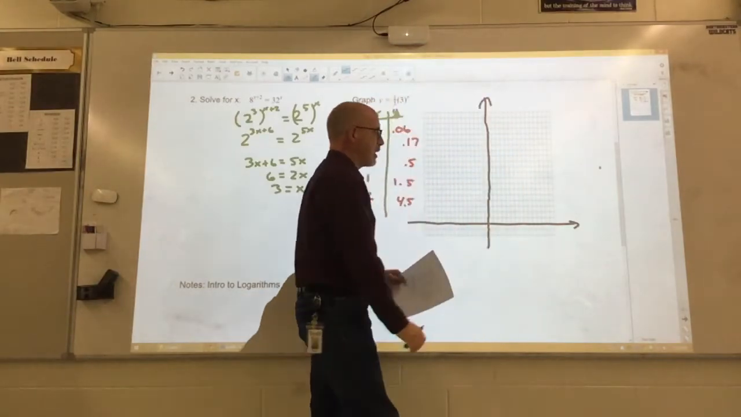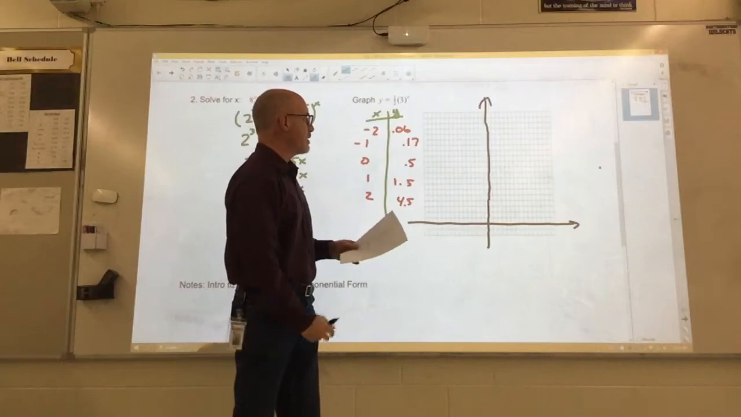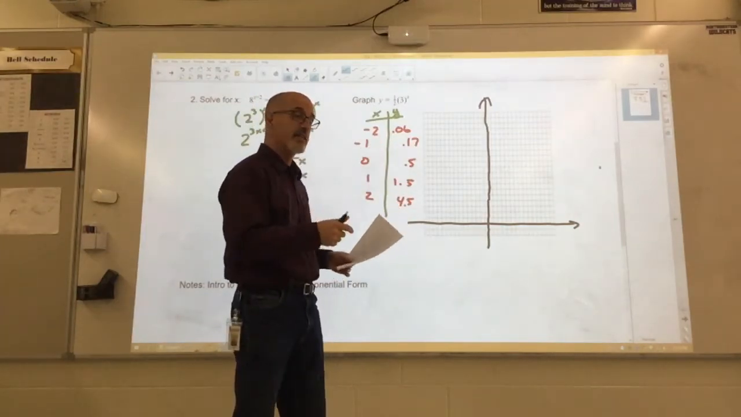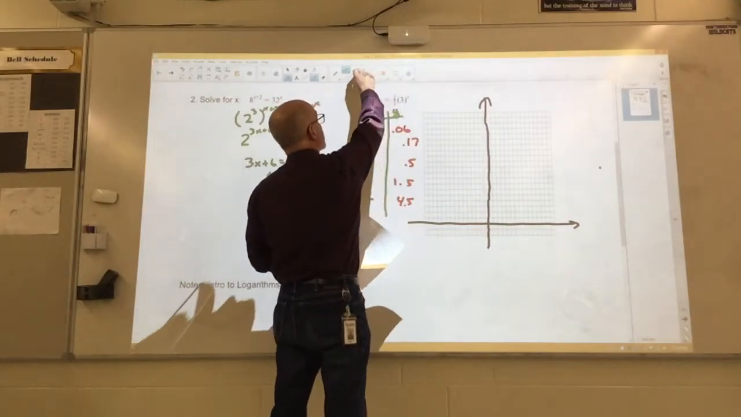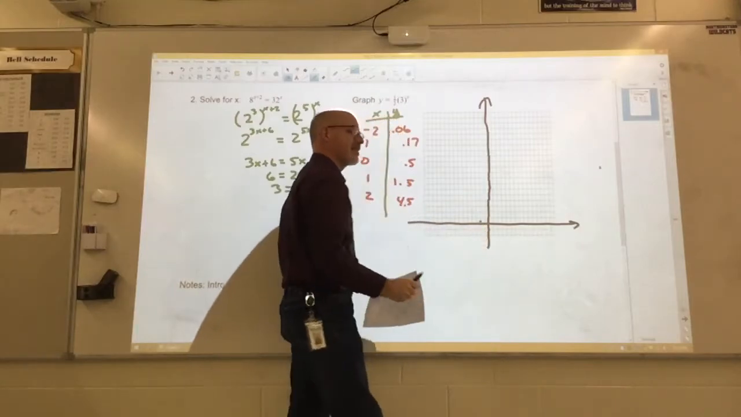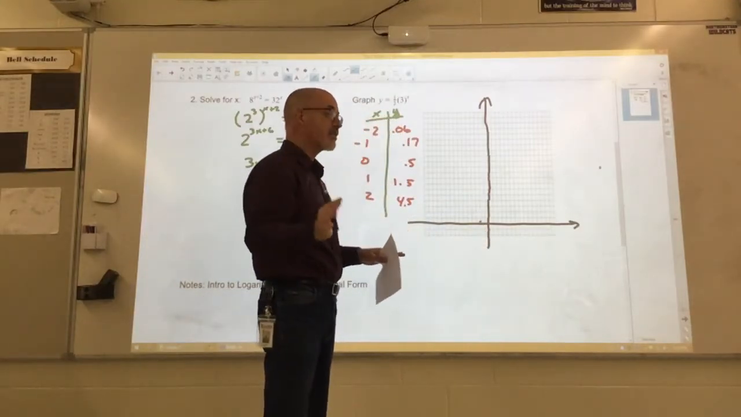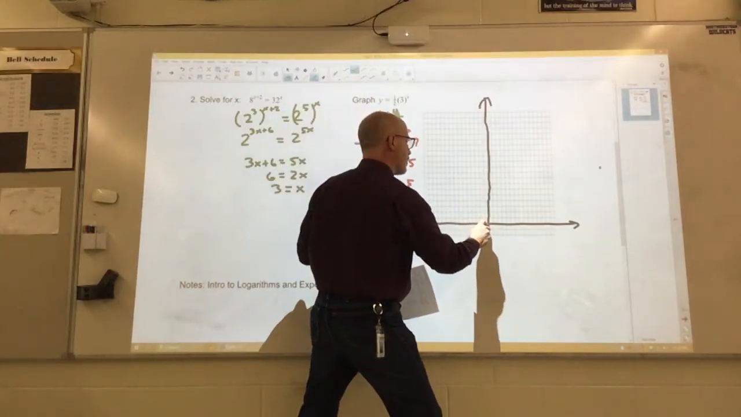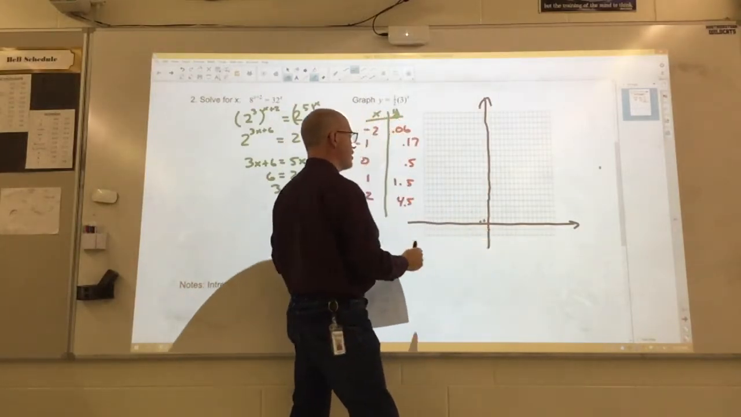Okay. Now when I graph these points, notice that these are very tiny. They're going to be near the x-axis because the x-axis is the asymptote. So when I graph negative 2.06, that's really close to the axis. Doesn't get there, but it gets close. Don't cross that axis.